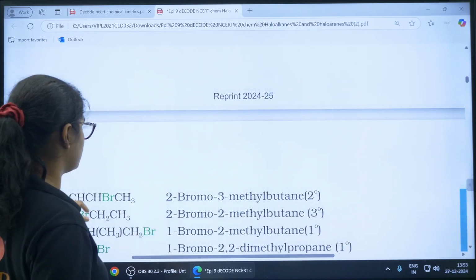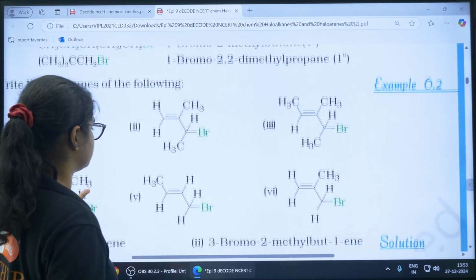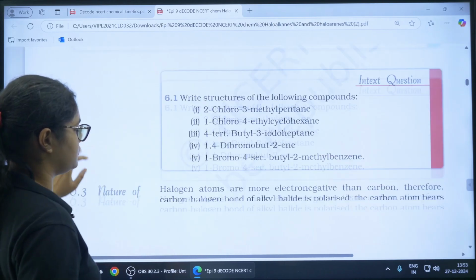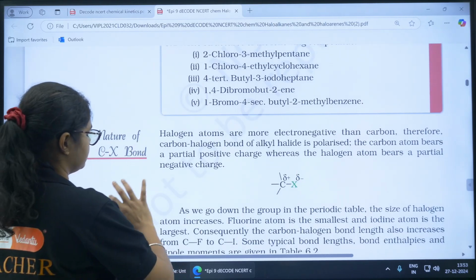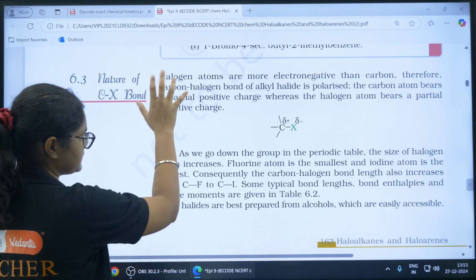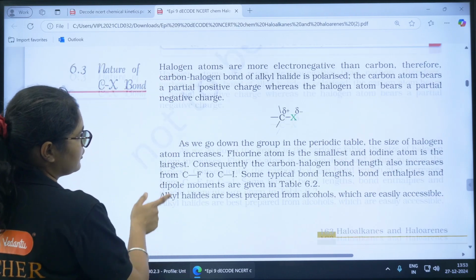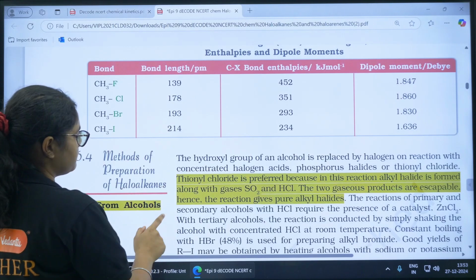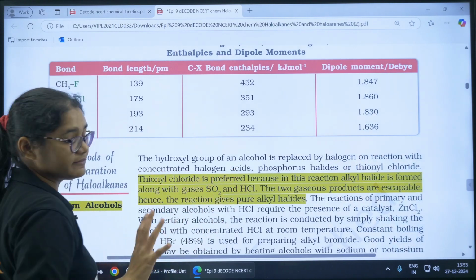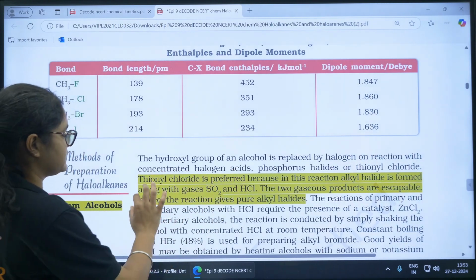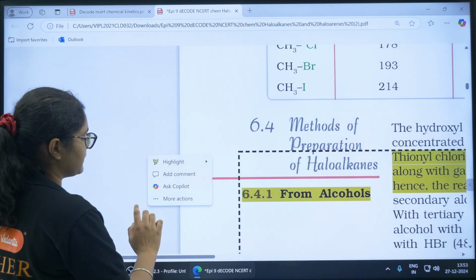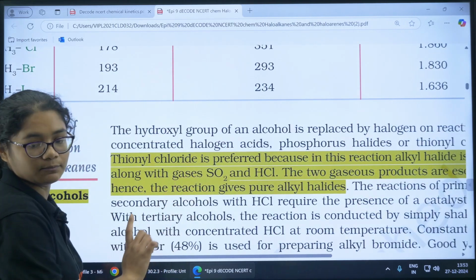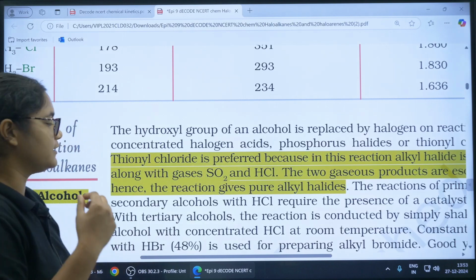Next, we will go towards the question practice where you have nomenclature and all. So just do these questions, prepare the nomenclature part, and you will get good practice. The nature of the C-X bond, nothing much is to be studied here. Then methods of preparation, the best method is using thionyl chloride. Why it is the best method you should be knowing, because here the byproducts are produced in the gaseous phase. Okay, so this point is important, it can be asked as a reasoning question.